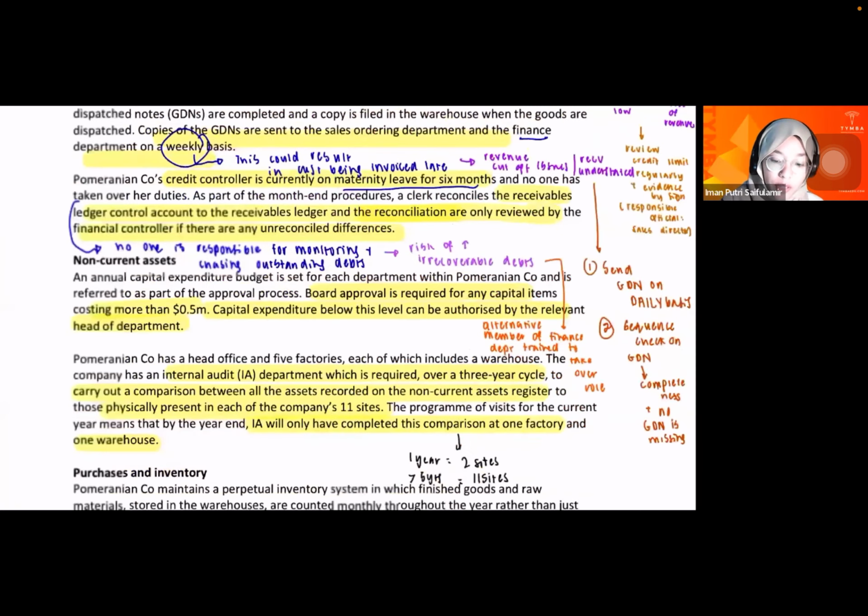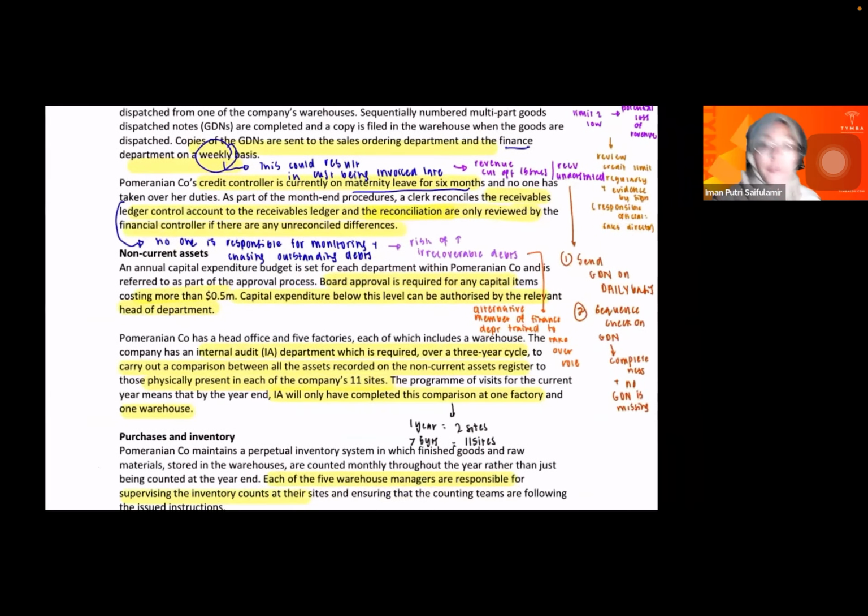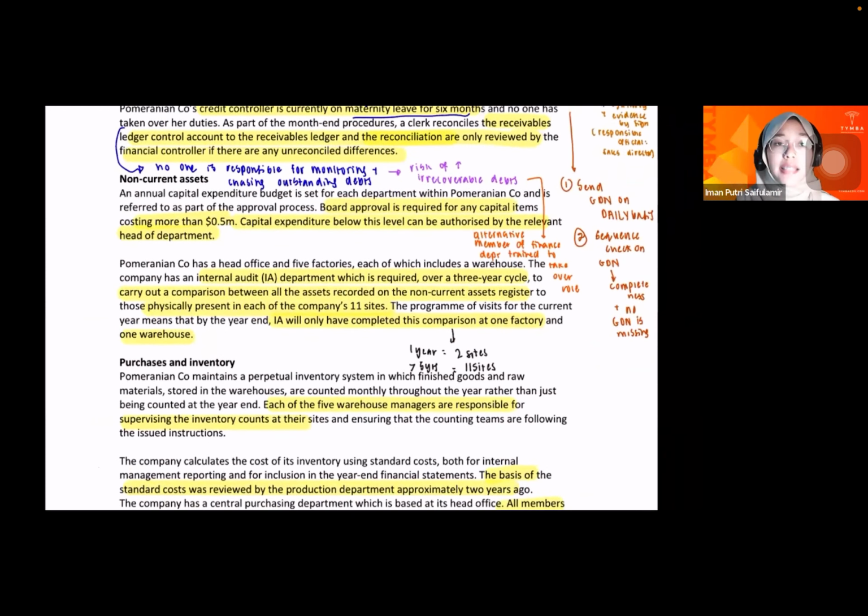Okay. Moving on is on the NCA. Okay, when we're talking about the NCA system, the main issue usually is basically on the authorization of this non-current asset.